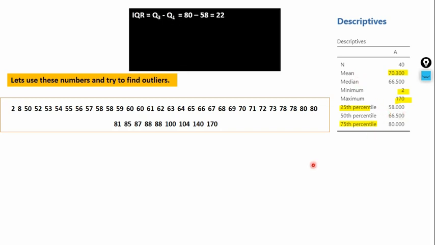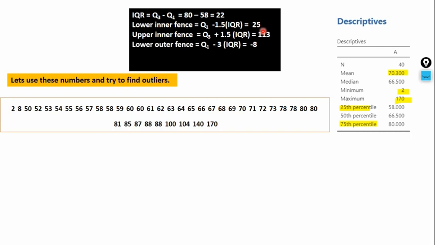On the basis of this data set, I will calculate the IQR, Q3 minus Q1: 80 minus 58. I have taken these values from here. The IQR is 22. Using the formulas we discussed earlier, the lower inner fence is 25, the upper inner fence is 113, the lower outer fence is minus 8, and the upper outer fence is 146. I have put the values in the formulas. Now the 4 fences have been calculated.